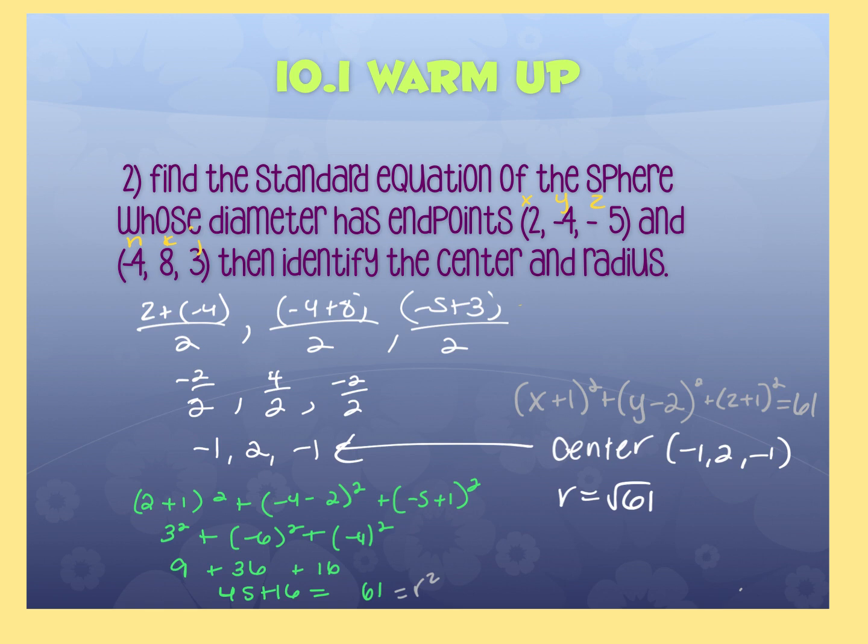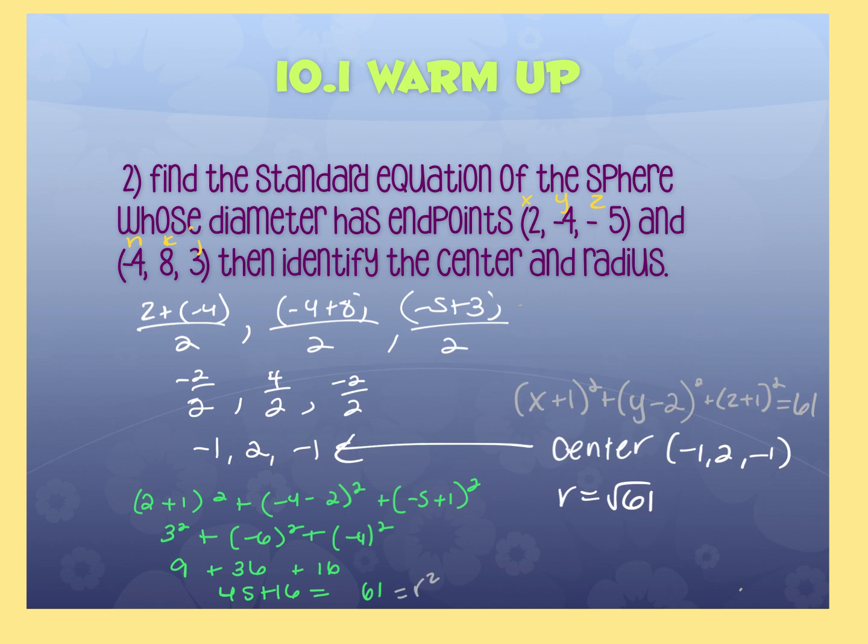Number 2 said find the standard equation of the sphere whose diameter has endpoints 2, negative 4, negative 5, and negative 4, 8, and 3, and then identify the center and the radius. So the center, you have to find the midpoint between the endpoints, and it's negative 1, 2, negative 1. And then you plug that one and either point into your equation. So we picked the first one. And then you get r squared equals 61. No matter which of those points you used, you should have still gotten r squared equals 61. The numbers just might have been different on the way there.